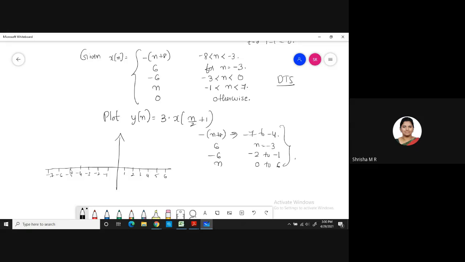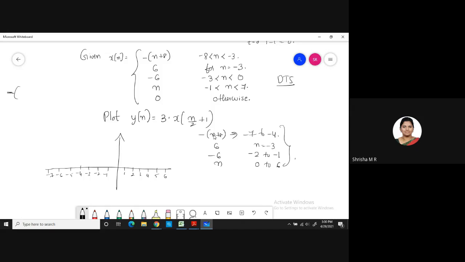So we'll start plotting. So first we shall plot this minus of n plus 8 between minus 8 and minus 3. What did you understand from this? n is greater than minus 8, that means it is minus 7. It is less than minus 3 means it is minus 4. Okay. So the value of n between the range minus 7 to minus 4 is minus of n plus 8. So how do we do that? So we have at minus 7 we have to plot.